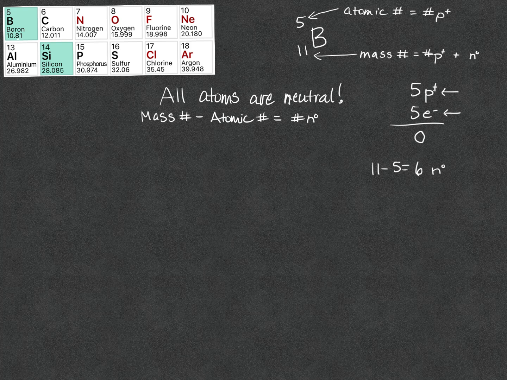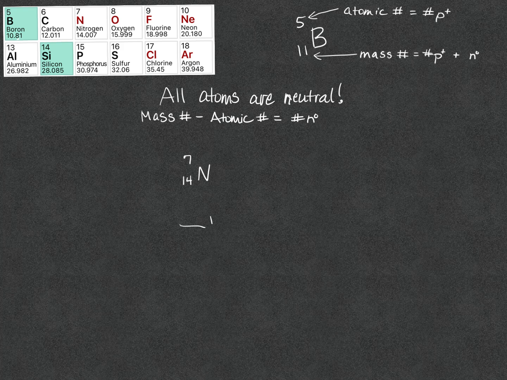Let's go ahead and get rid of these and try another one. Let's go ahead and try nitrogen. Nitrogen is atomic symbol N, and we see that in the periodic table square, our two numbers are 7 and 14.007. Remember, we're going to round that decimal to a whole number, so that's going to be 14. So our two numbers for nitrogen are 7 and 14.